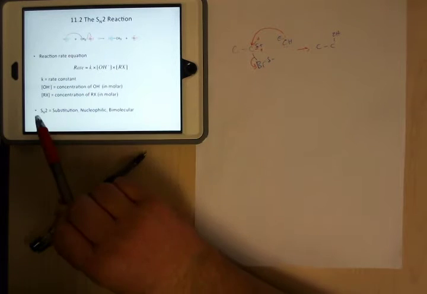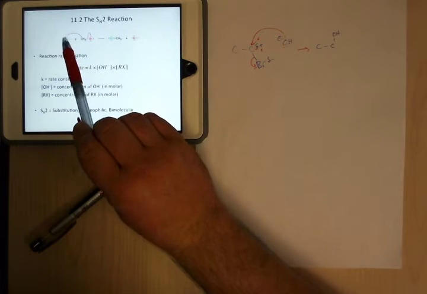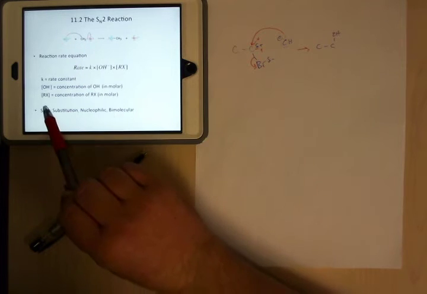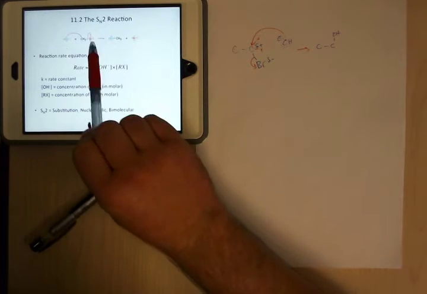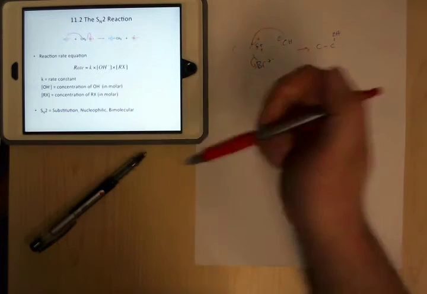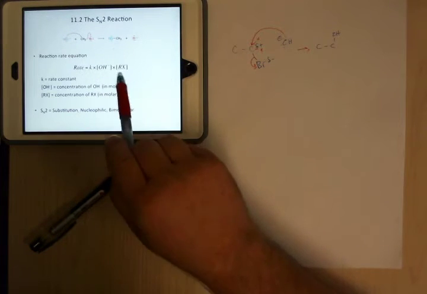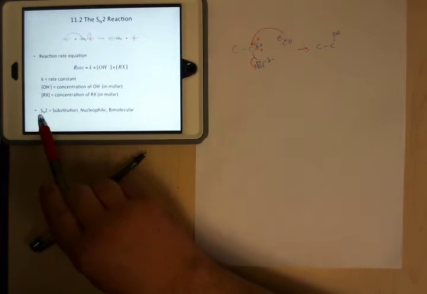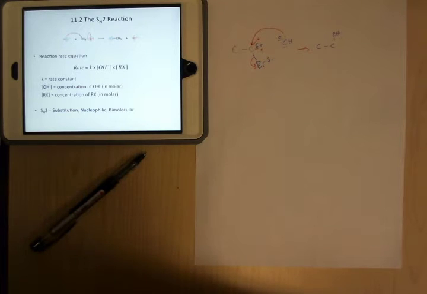You're substituting in. It's nucleophilic, right? Because you have a nucleophile coming in and doing the substitution, and then it's bimolecular, right? Because this is the slow step. Two things coming together is the slow step, and so there's two things involved in the rate equation. So SN2. That's typically how we write these things.